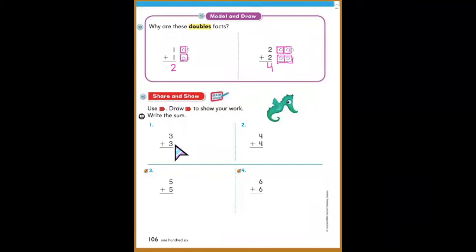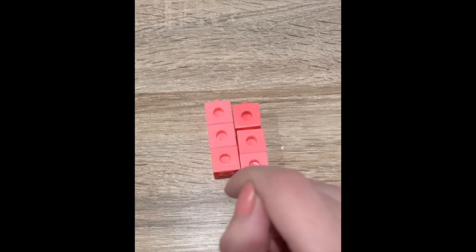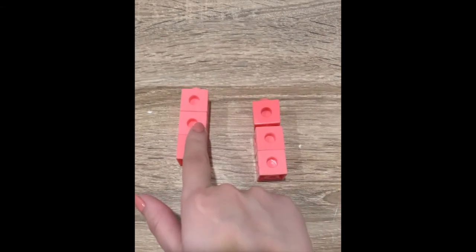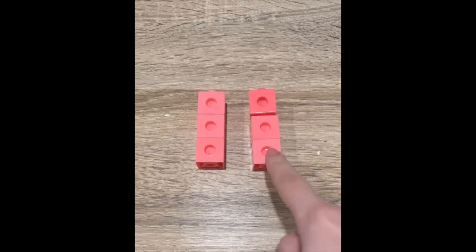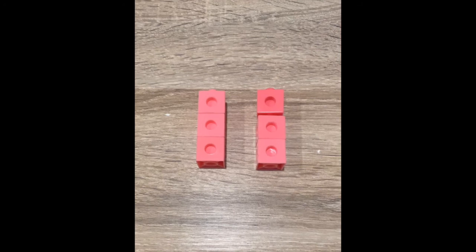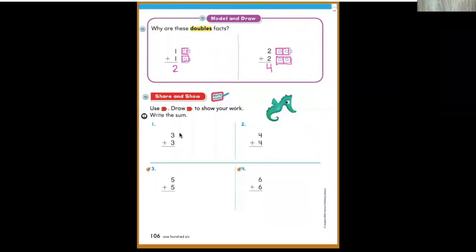First, we are going to use our cubes, and then we are going to draw the cubes. So using our cubes here, we are going to model that problem, 3 plus 3. So your 2 cube trains should look like this. 1, 2, 3, and 1, 2, 3. Now it shows 3 plus 3. Next to the first addend, which says 3, I'm going to draw 3 cubes.